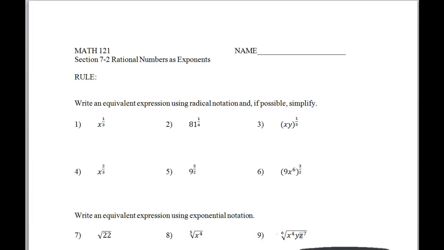This is Mr. Anderson for Math 121, Intermediate Algebra. We are going to be looking at Section 2 of Chapter 7. We're looking at rational numbers as exponents.